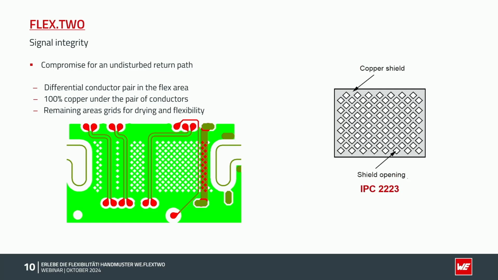And of course, another solution, or a compromise for that, is we have full copper beneath the differential pair of conductors here. We use full copper and open the area between the traces and make a hatch. So you have better drying, better flexibility, but you still have the impedance values if needed with full copper.